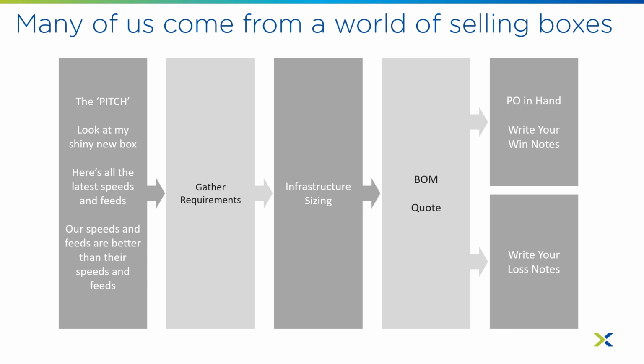And that conversation is something like, look at my shiny new box. Here's all the latest speeds and feeds. And by the way, here's all the reasons why our speeds and feeds are better than everybody else's. And at that point in time, you're going to go through and gather some requirements and go through a sizing exercise. And then you're going to quote and hand that quote over to the customer. And if you were successful at convincing them that your shiny new box is better than everybody else's shiny new box, then you'll get the PO in hand. And if you didn't, typically you're not going to.